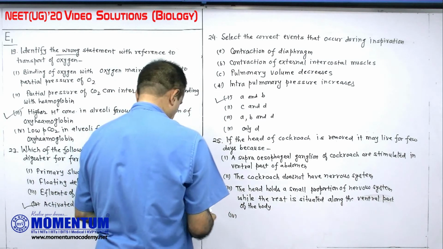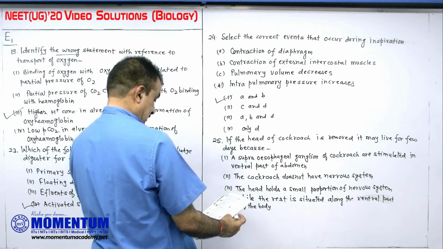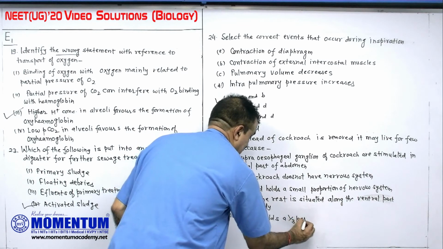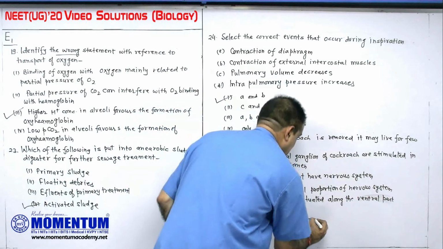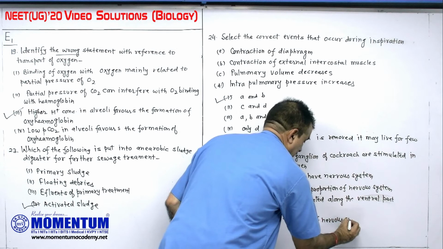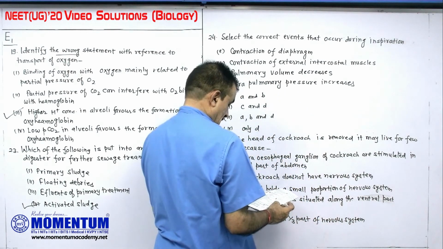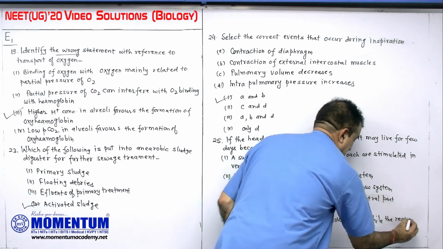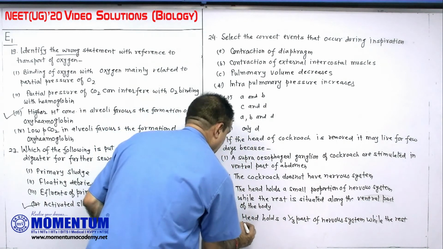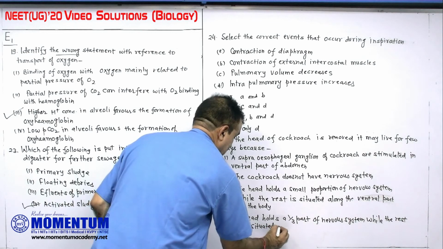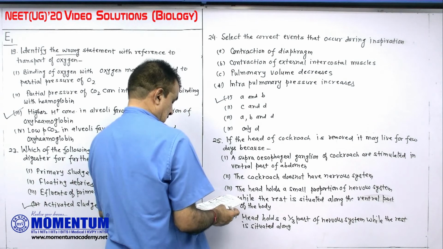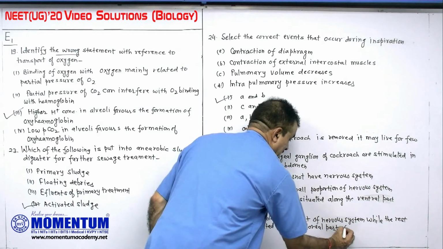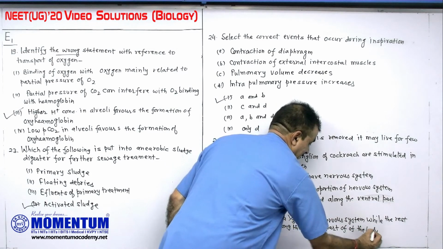Number 4, the head holds a 1/3 part of the nervous system, while the rest is situated along the dorsal part of the body.